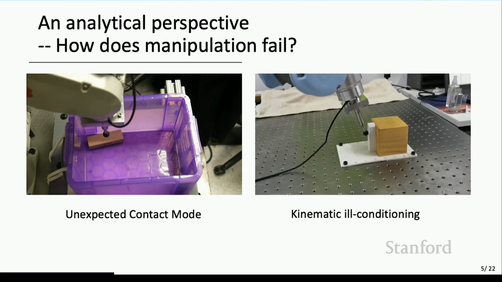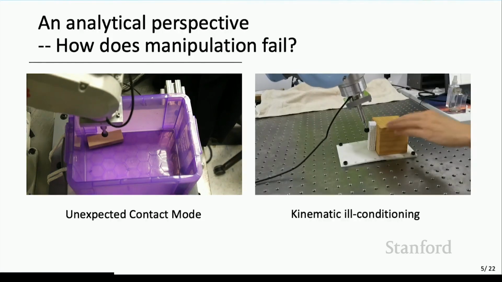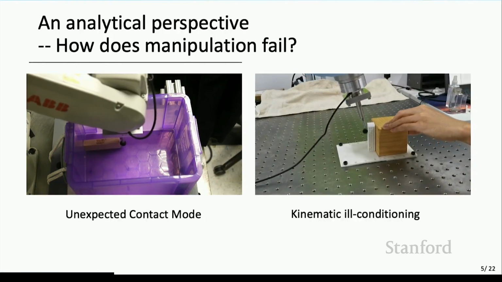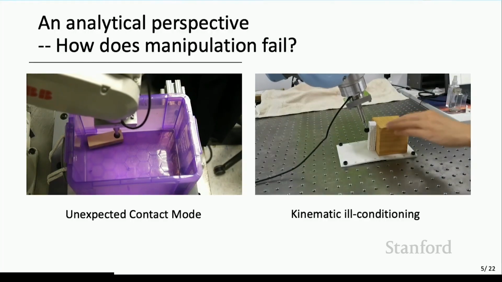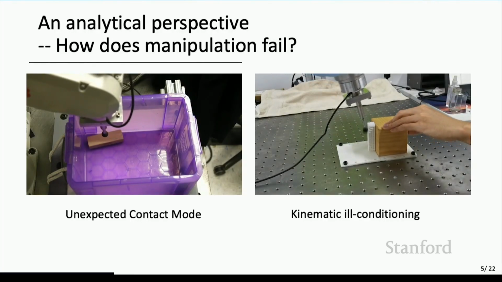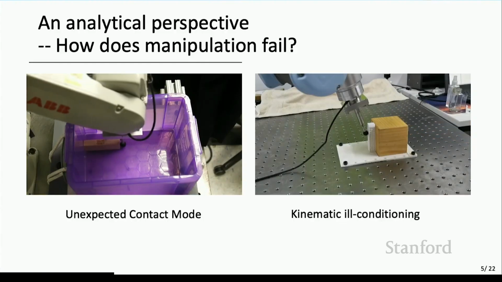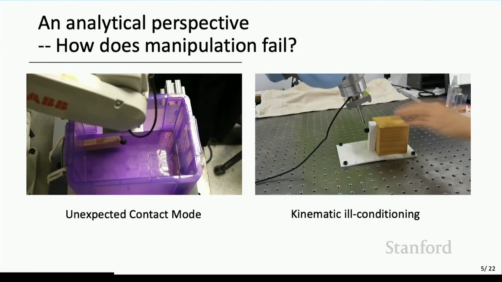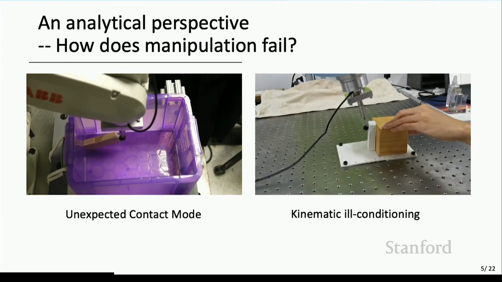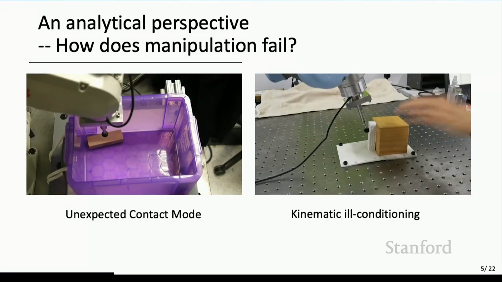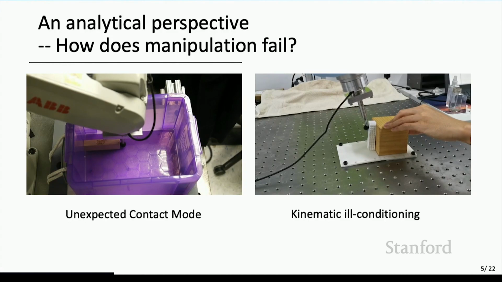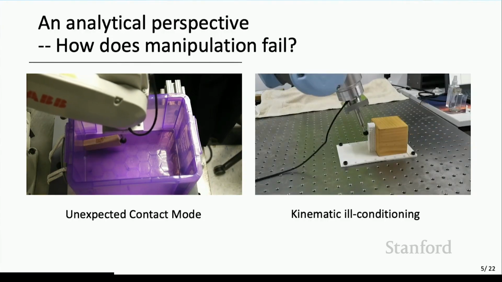The second failure case we call kinematic ill-conditioning. Let me explain with this example. Here, this robot is attempting to slide the white item upwards, lift it up, but due to some calibration error, its velocity is wrong. Its velocity has a component that is penetrating the wall. So instead, the robot is creating huge internal forces at the contact, which eventually breaks the fingertip.